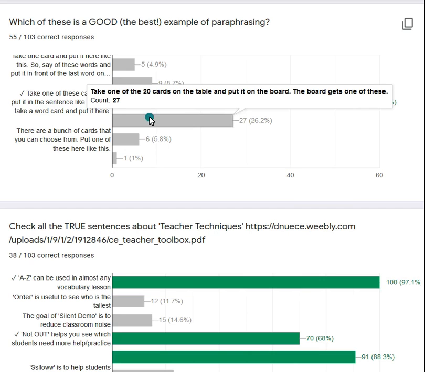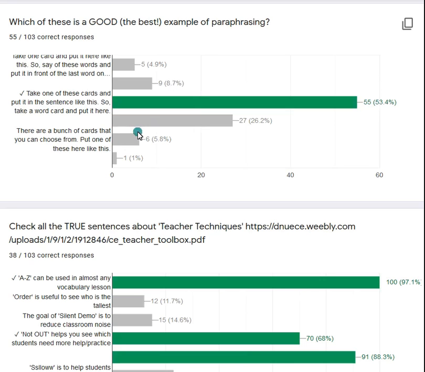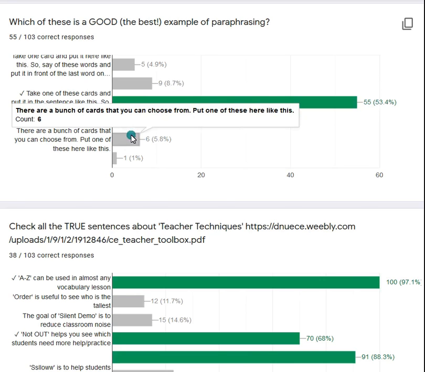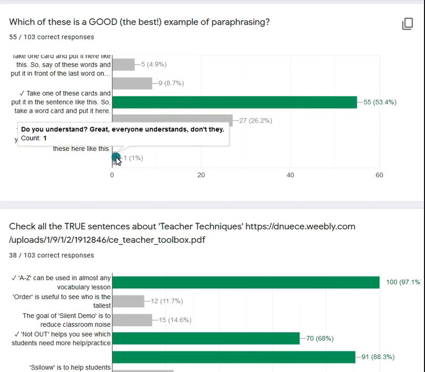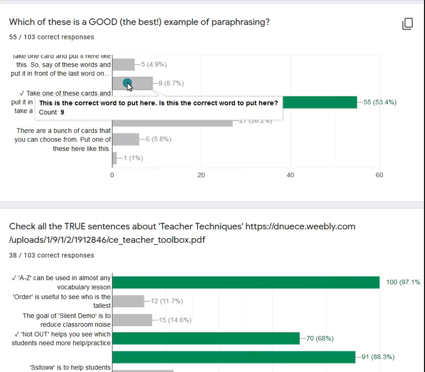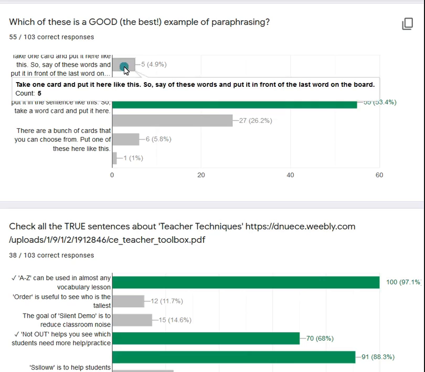Well, you're referring to the board as a person, and that would confuse students there. There are a bunch of cards. Too vague. Not specific enough. Do you understand? Great. Everyone understands, don't they? Well, that was my silly answer, of course. You're going from short to long, and that don't they doesn't work here. This is the correct word to put here. So, statement, is this the correct word to put here? You're questioning yourself, not the best answer.